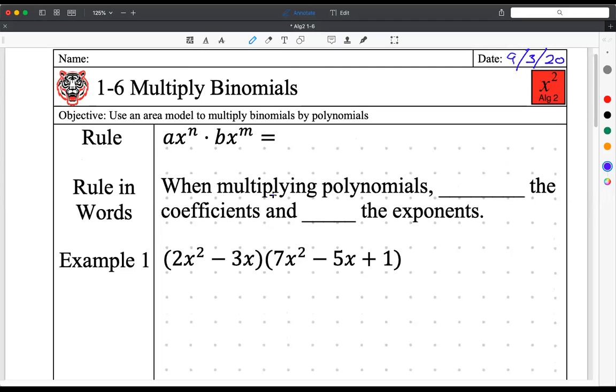Our objective for the day, who would like to read that? Jade, go for it. Use an area model to multiply binomials and polynomials. Perfect. And I guess instead of sharing this, I should do this.